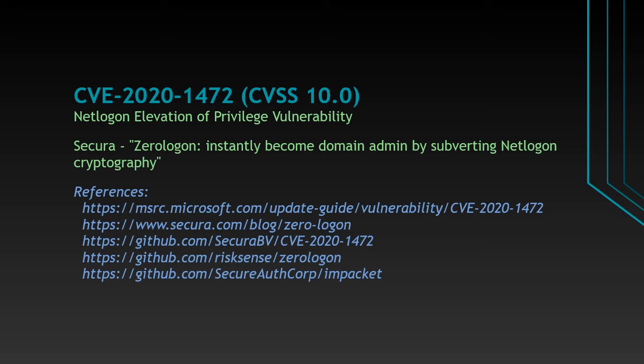This video is going to cover CVE 2020-1472. Microsoft named it the Netlogon Elevation of Privilege Vulnerability. I think the security researcher at Secura more aptly named it Instantly Become Domain Admin by Subverting Netlogon Cryptography. I thought that was a little bit more appropriate.